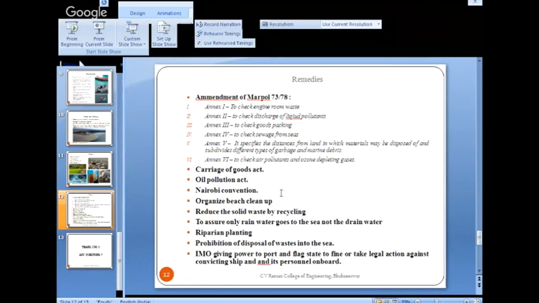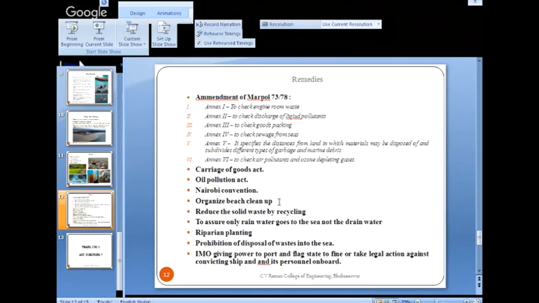Reducing the solid waste by recycling. We should have more recycling units so that radiation from the waste material does not go to the atmosphere and all. And we must assure that only the rain water goes to the sea, not the drain water. So it has been done, the government and the officials are very vigilant on all these things.